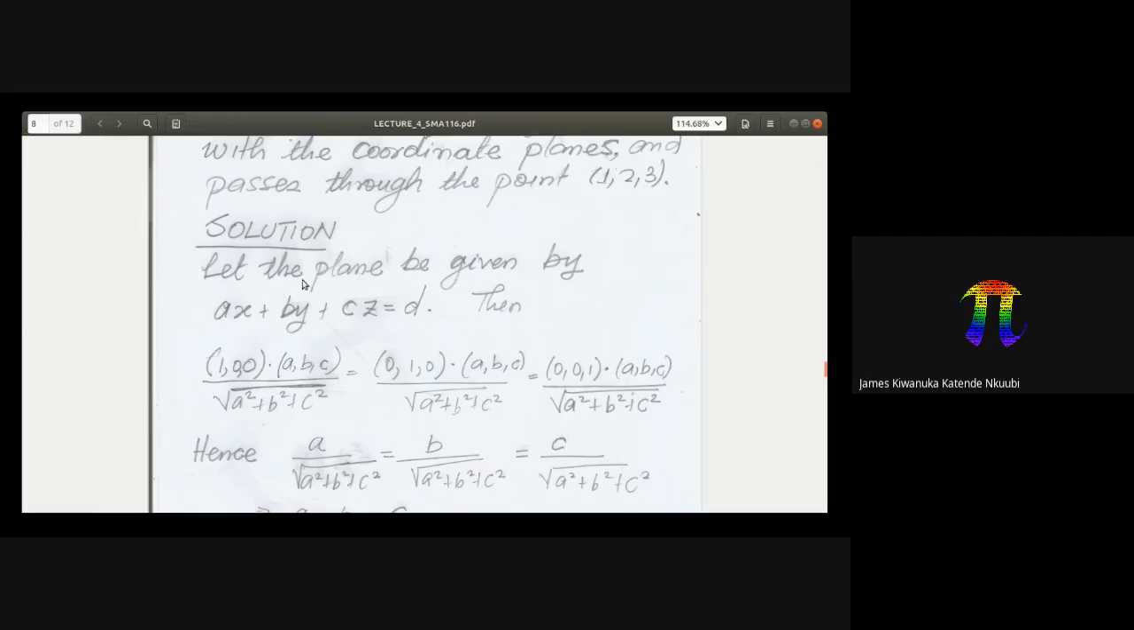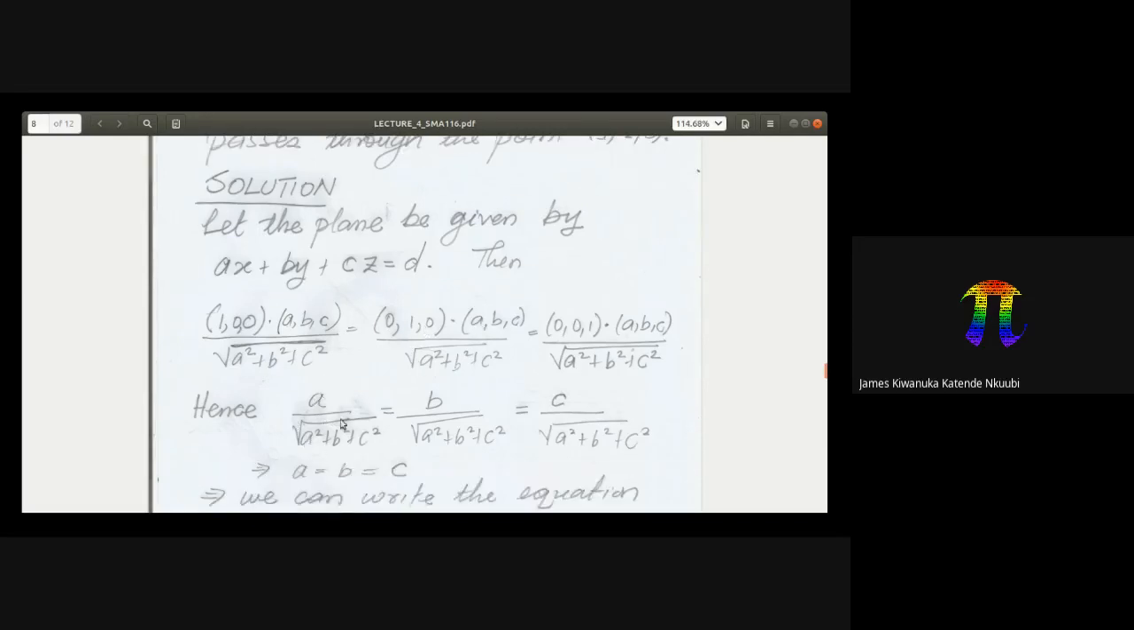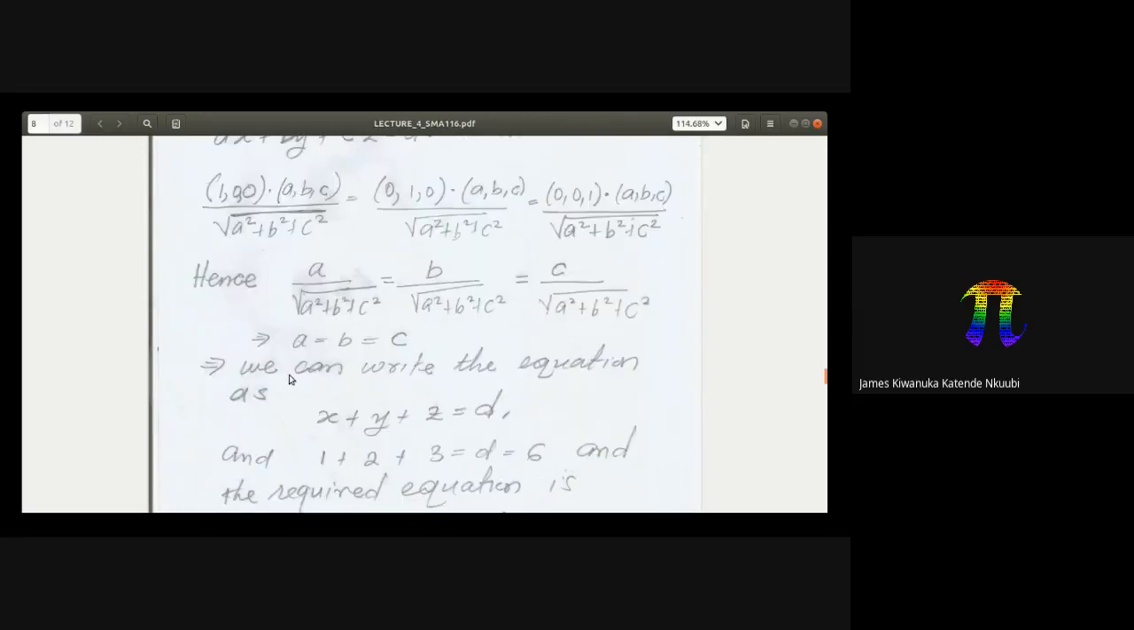So the solution says, let the plane, we assume the plane takes this form. So we use the information given that the plane has the same angle with all the other planes. So here, this is how we compute the cosine of the angle between them. So they should all be equal, right? And when you work it out, you have A over this is equal to B over the same, C over the same. So this means that A must be equal to B and must be equal to C as well.